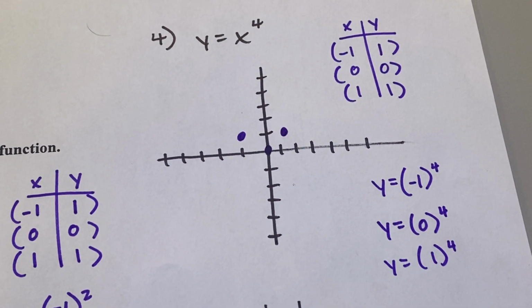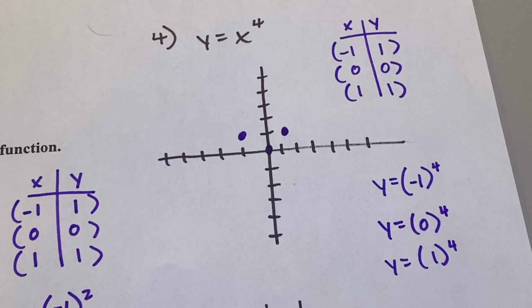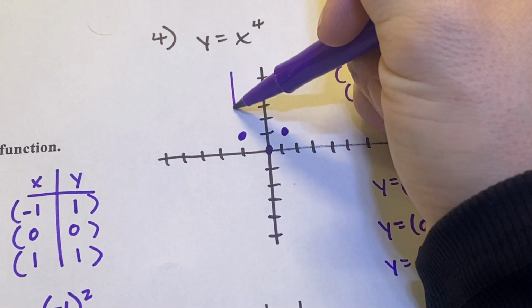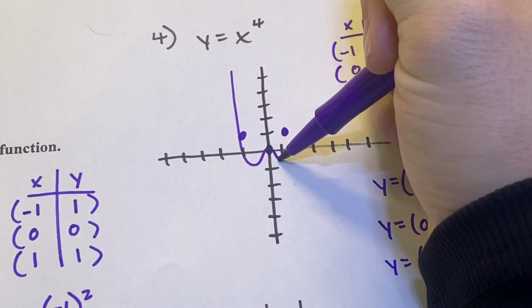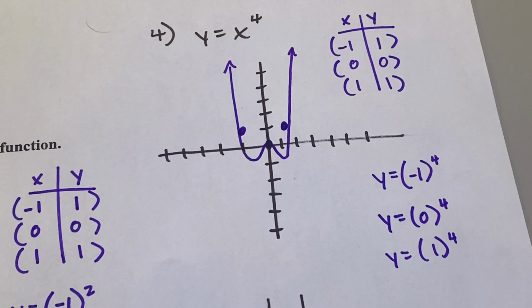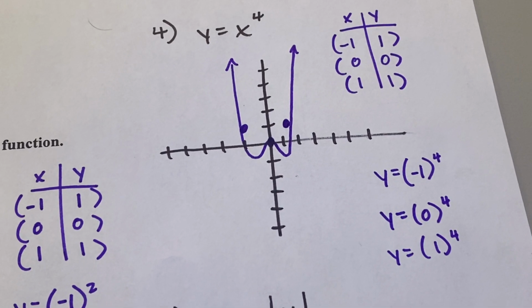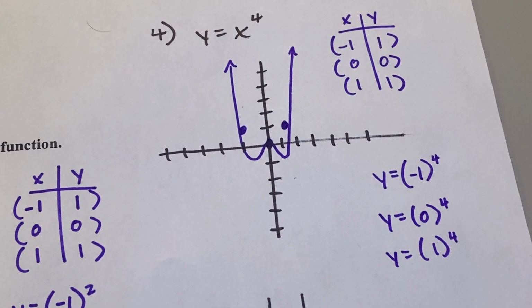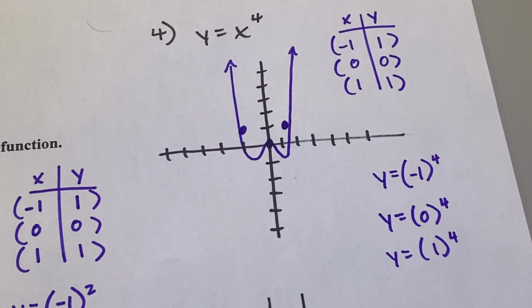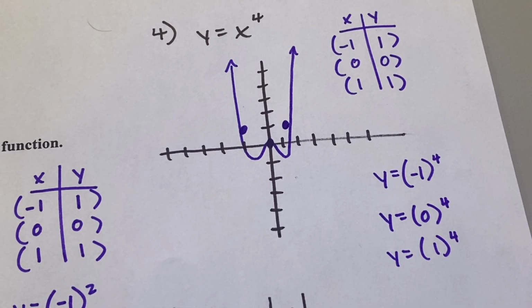Okay, same parent function points, but watch what a quartic, or to the 4th power, looks like. Choo, choo, choo. It kind of looks like a W-looking thing. So yes, same parent function points. It's not quite that perfect U though. It's kind of like a little curvy, squiggly U.